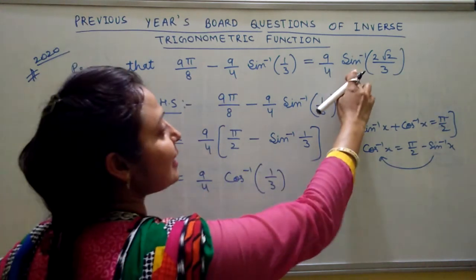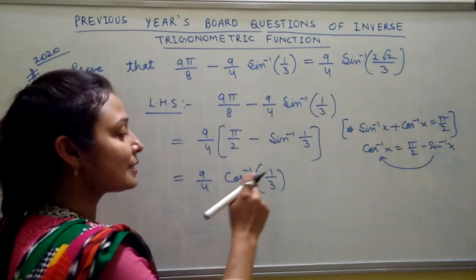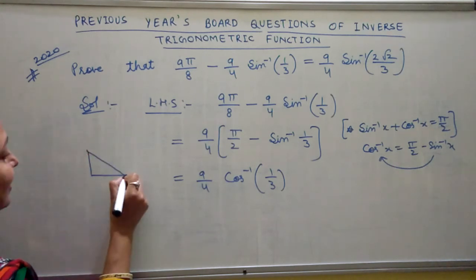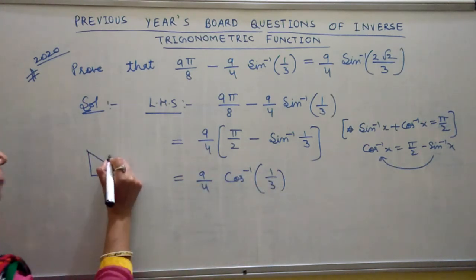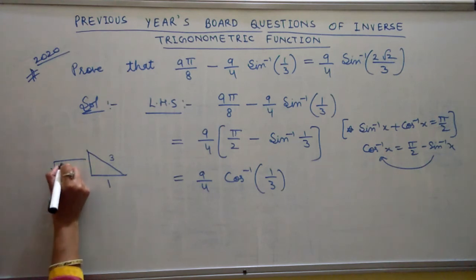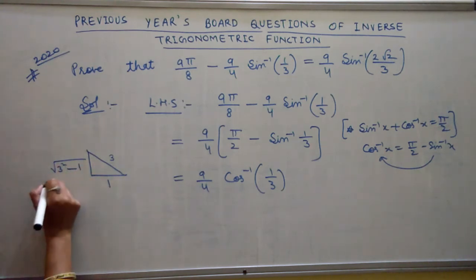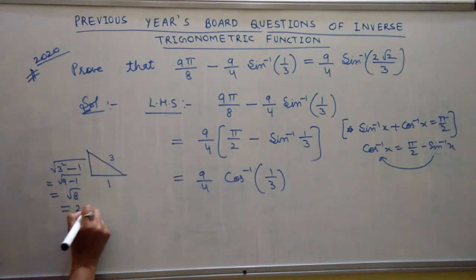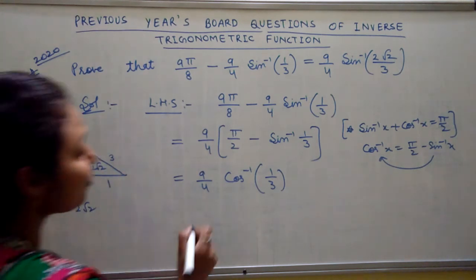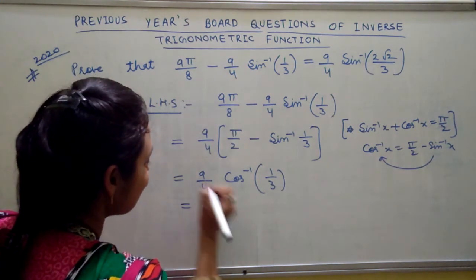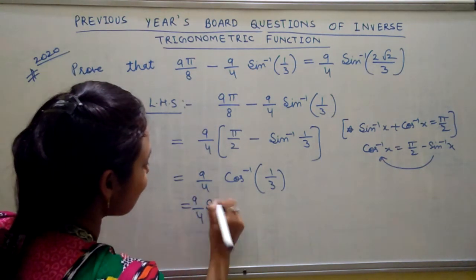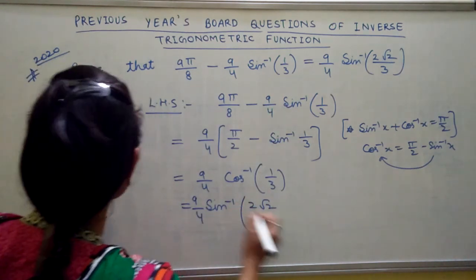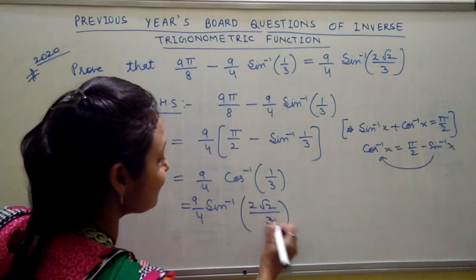But the right hand side demands sine inverse, so I will change it into sine inverse. This is base upon hypotenuse. In a right angle triangle, base is 1, hypotenuse is 3. So how to find the perpendicular? 3 square minus 1, that is 9 minus 1, that is 8. The square root of 8 is 2 root 2. So I will change into sine: 9 by 4 sine inverse perpendicular, that is 2 root 2, upon hypotenuse, that is 3. So this is your right hand side.